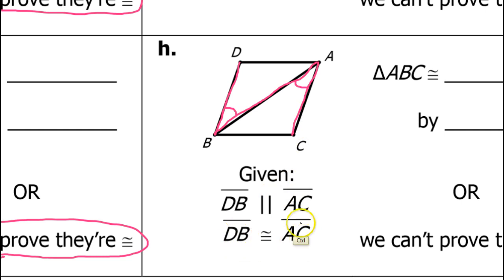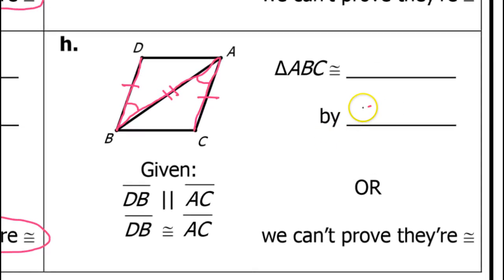Now, DB is congruent to AC. So there's DB and there's AC. And then there's the shared side. This time we have two sides and the angle in the middle. That makes this a side angle side situation. So these two triangles will be congruent.